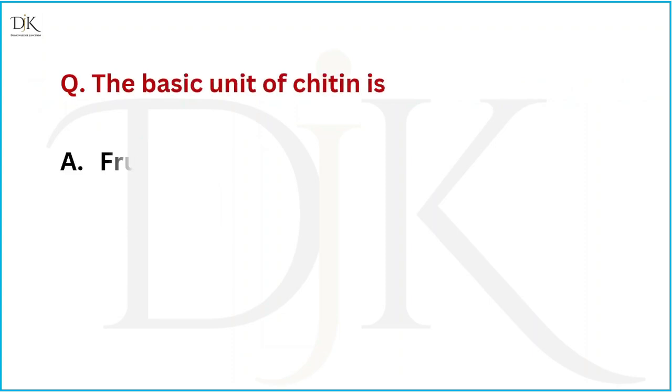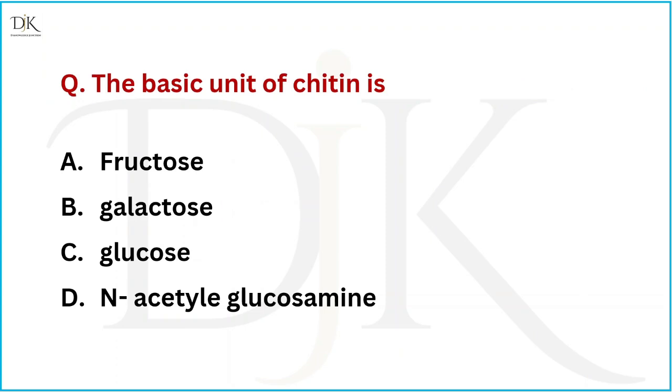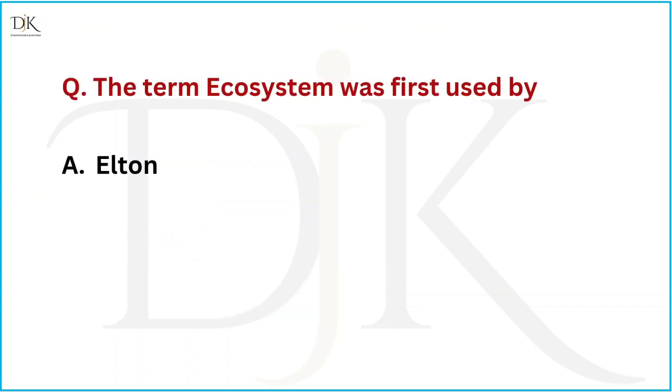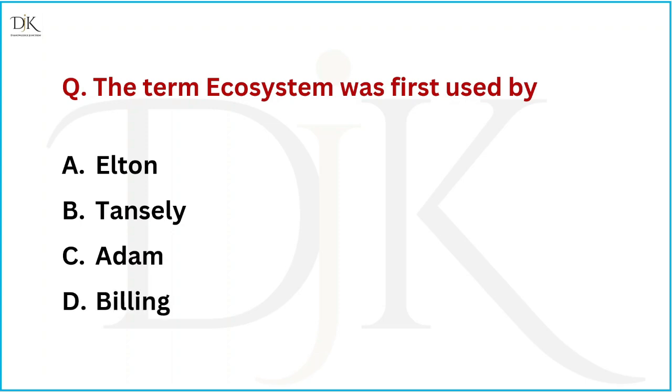The basic unit of chitin is? Right answer is N-acetylglucosamine. The term ecosystem was first used by? Right answer is Tansley.